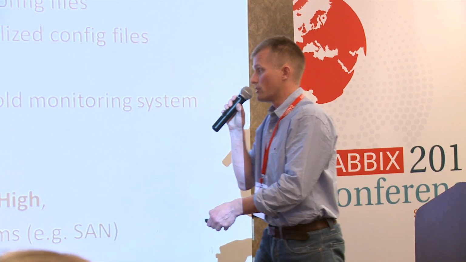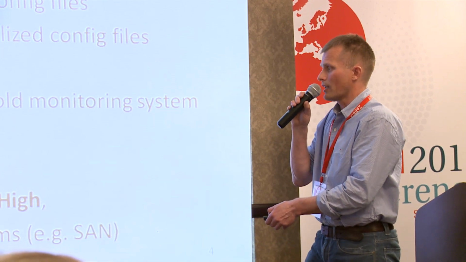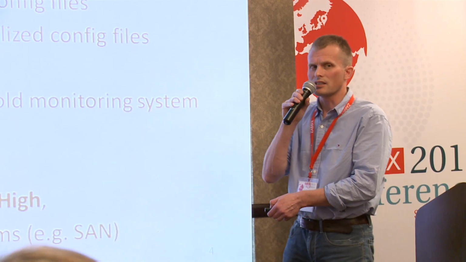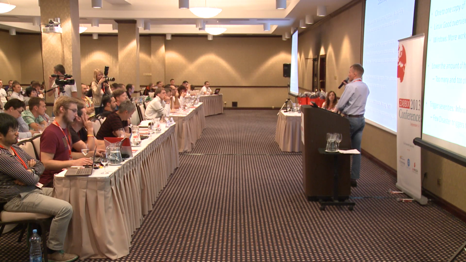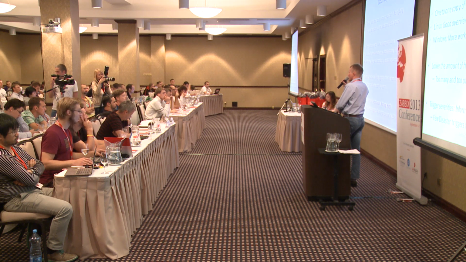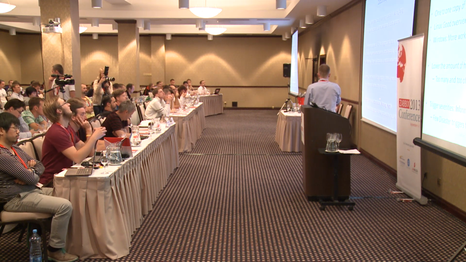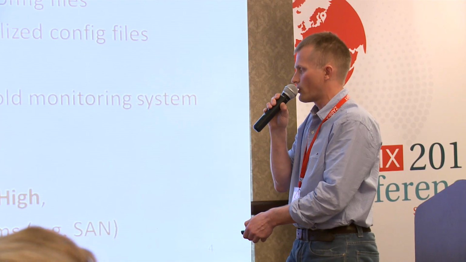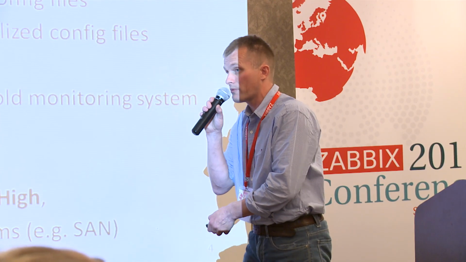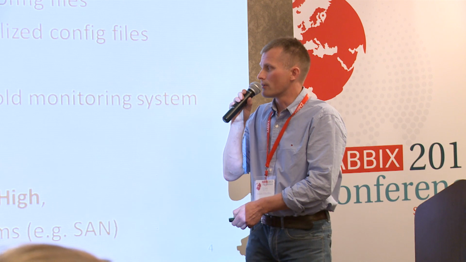What we also do, like Tobias was saying, I think that's the main thing, is try to make it really simple. Try to only look at the core things. For example, we only use information, warning, and high severities. Well, of course, we have some disasters sometimes. I have a few disaster triggers on SAN problems, for example. But, yeah.